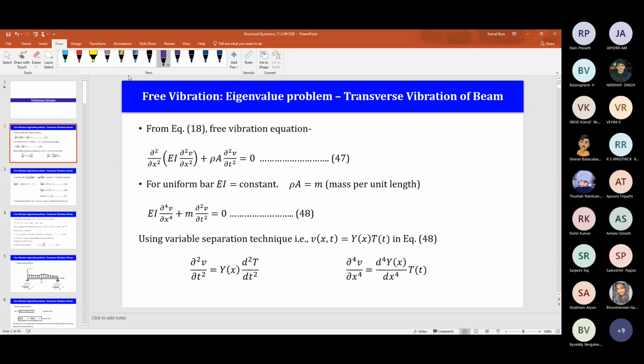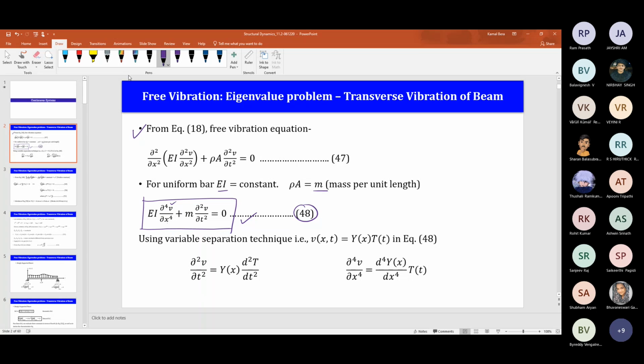So this is our free vibration equation of motion, assuming a uniform Euler Bernoulli beam. So I can say that my flexural rigidity, that is EI, is constant, and the mass per unit length is also constant. So I can write this equation, which is fourth order in space, that is x, and second order in time. To solve that, 4 boundary conditions and 2 initial conditions are required, because this is a boundary initial value problem, and this is a partial differential equation, equation number 48.